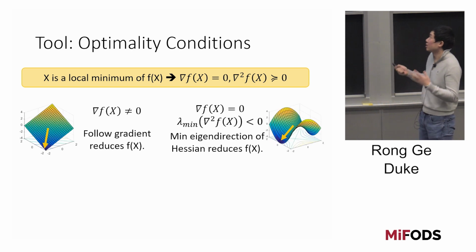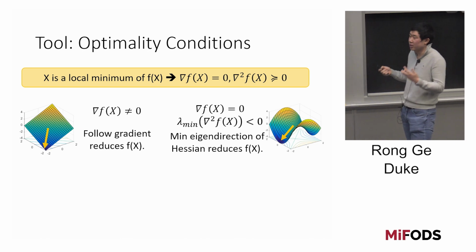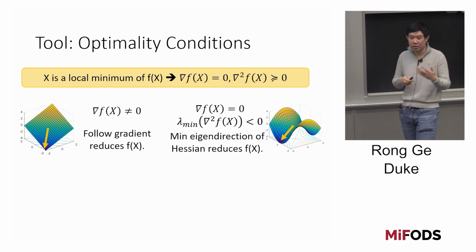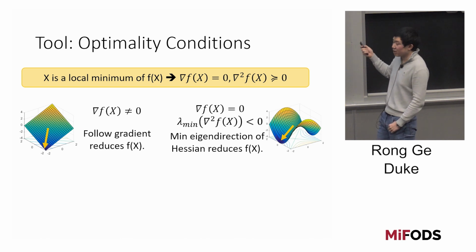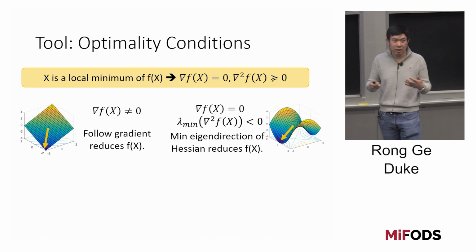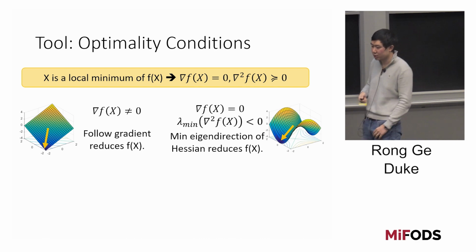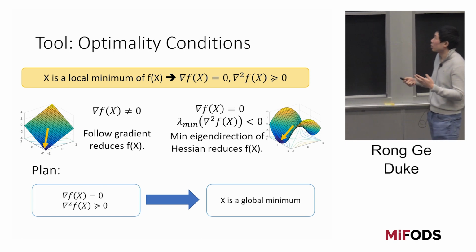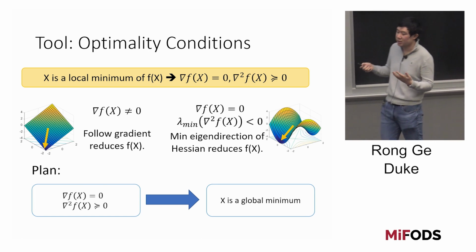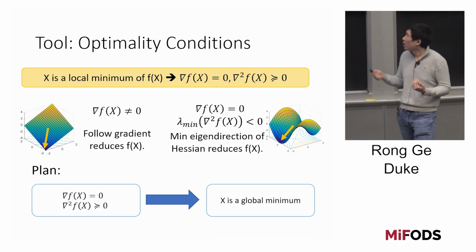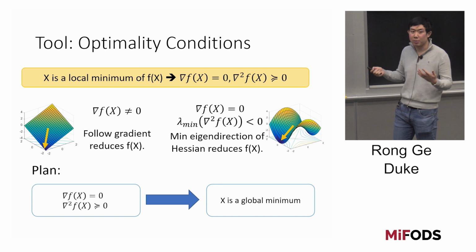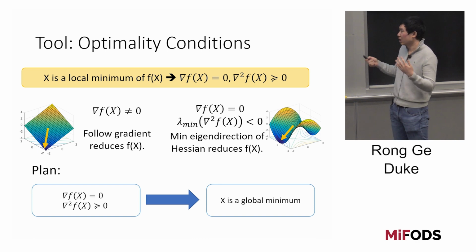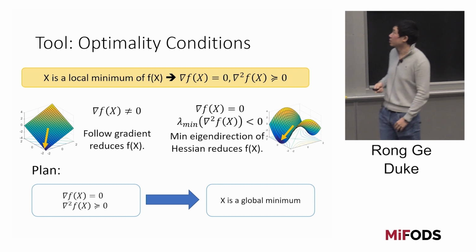It's very easy to interpret these two conditions, because if the gradient is not equal to 0, I can just follow the negative gradient direction and my function value is going to decrease. If my gradient is equal to 0 but my Hessian is not PSD, then I can follow the negative eigendirection of the Hessian and the function value is going to decrease. So the plan is to go from these two necessary conditions for a local optimum, and use them to show that x must be a global optimal solution, that x must satisfy whatever we want for the global optimal solution.